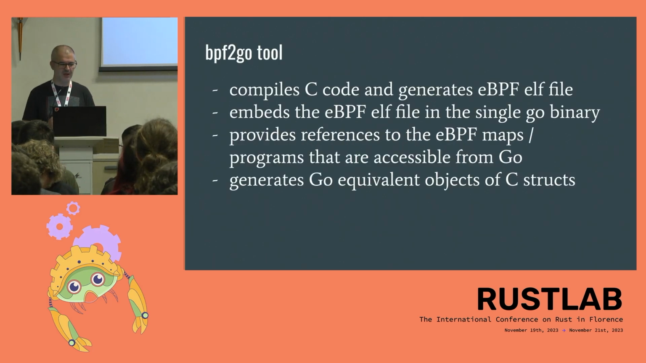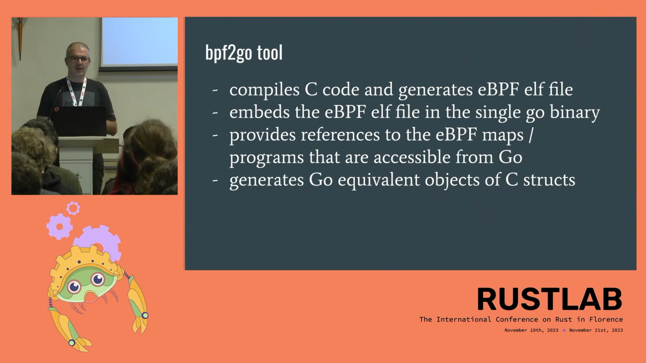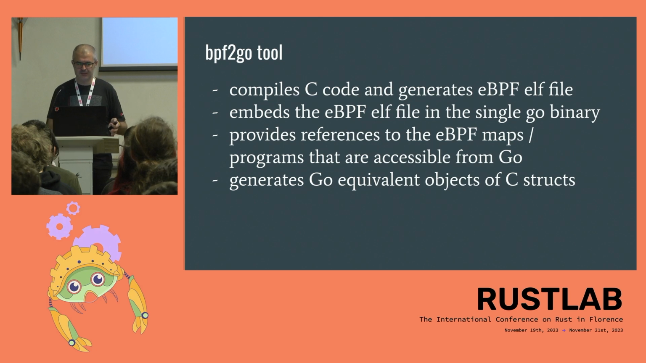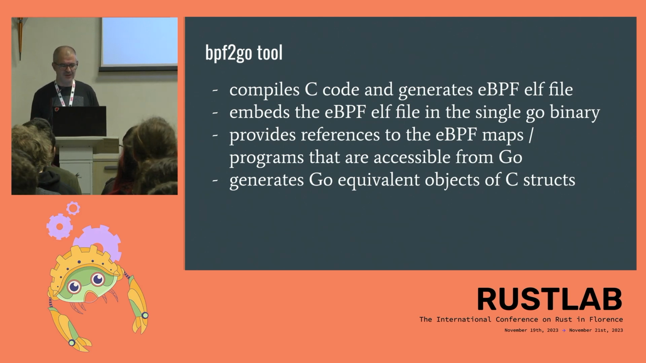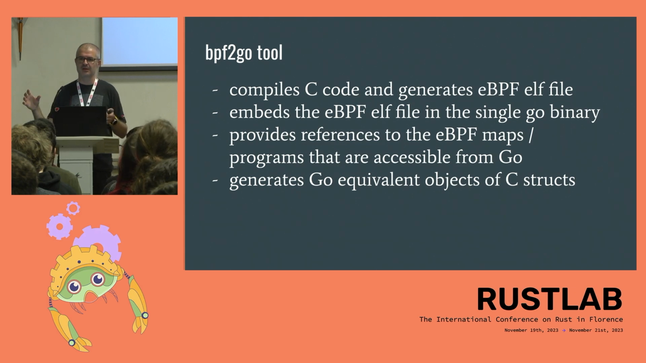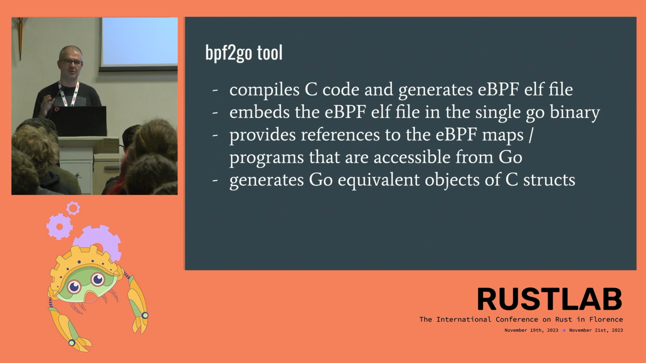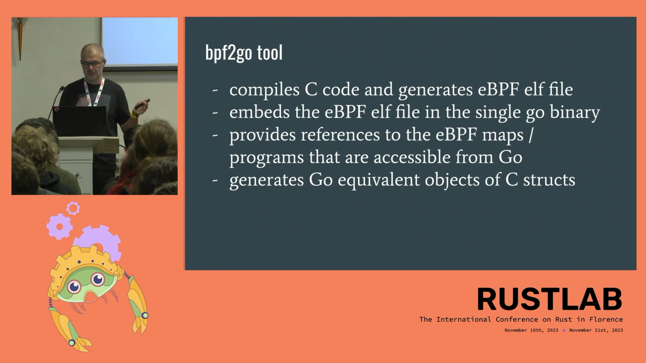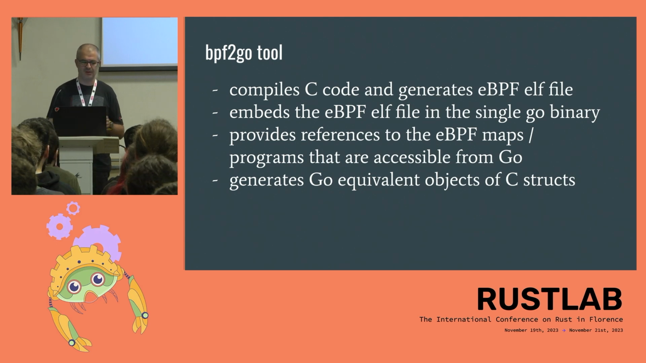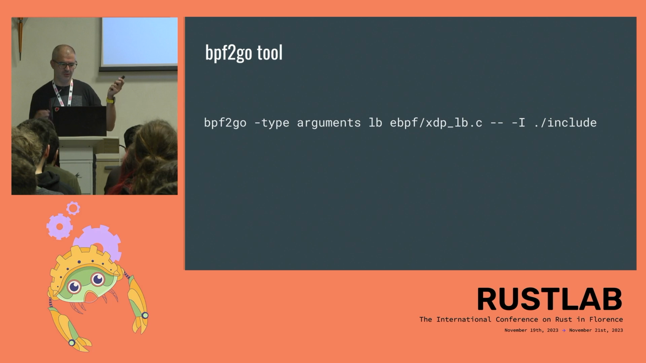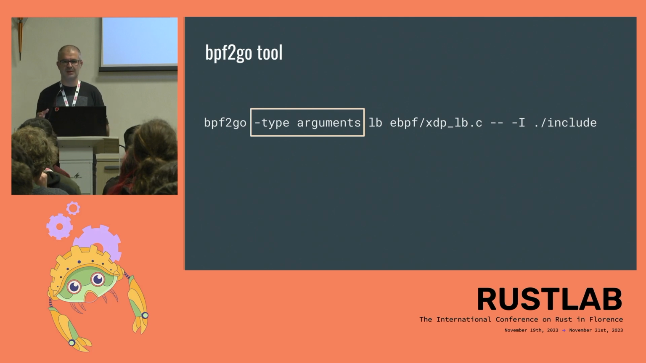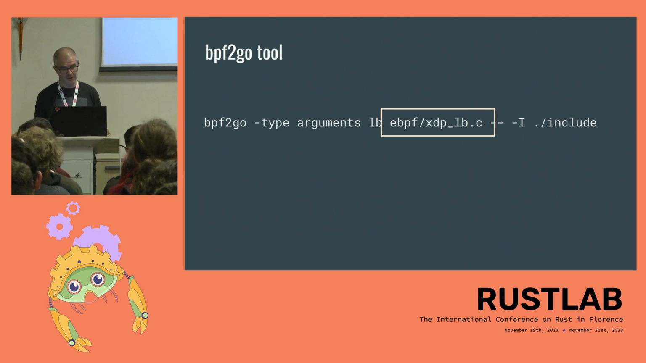It comes with this bpf2go tool that takes the C code and generates the BPF ELF file for us. It even embeds the ELF file inside the generated binary. So we have to move around only one artifact instead of two. And it provides a way to access the programs and the maps from the Go side. And it also generates the Go equivalent objects of the C structs. All of this in an automatic fashion. The way you use it is you give a name to your program. You pass the types that you want to convert from C to Go, the program, of course, and it will generate a bunch of generated code for us.